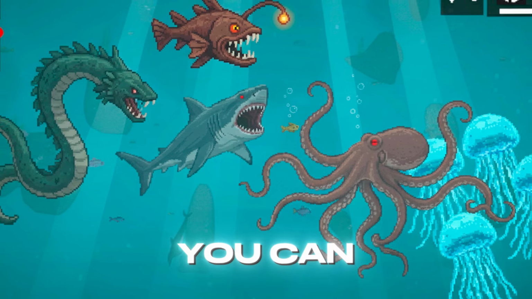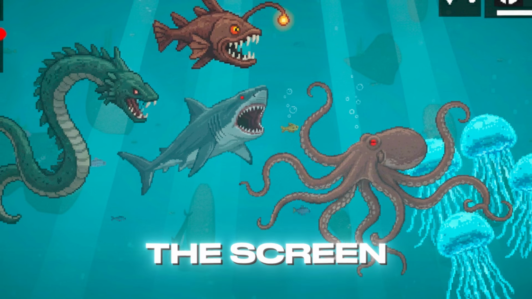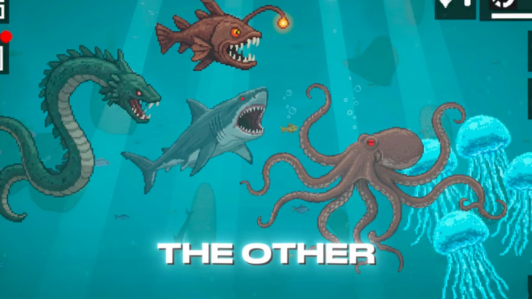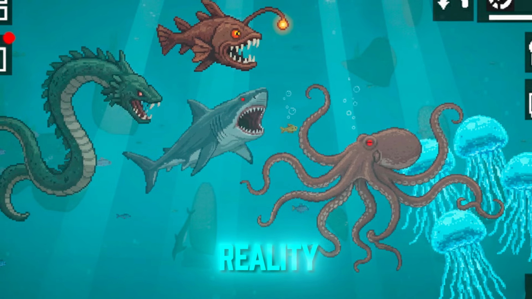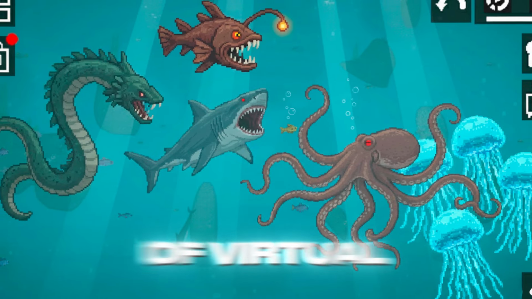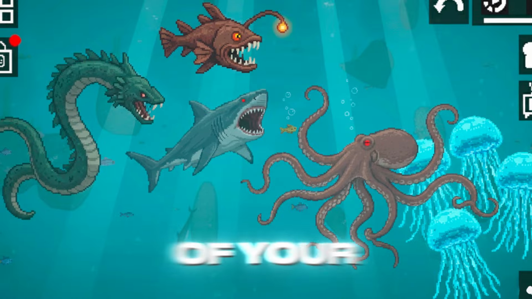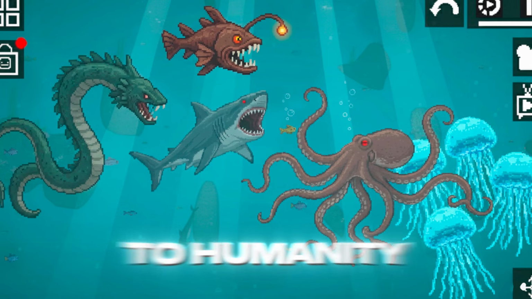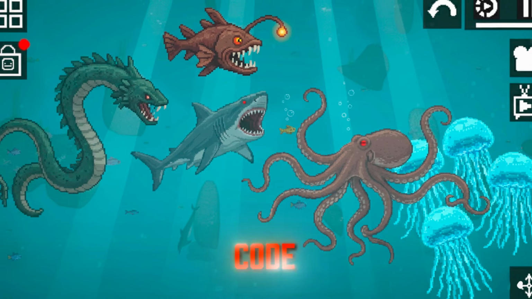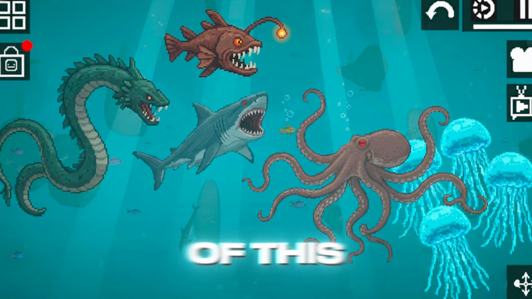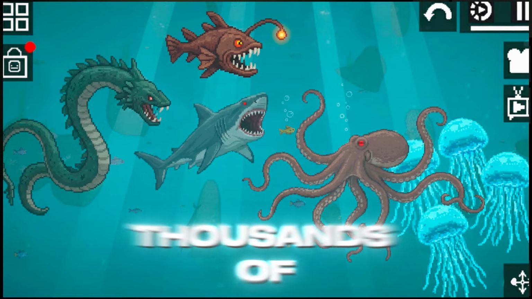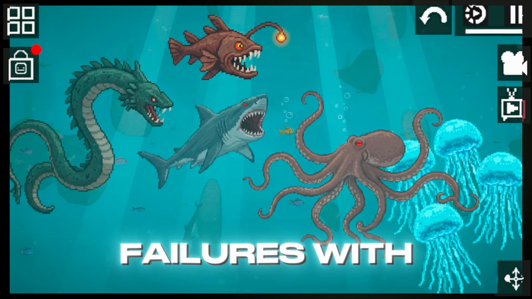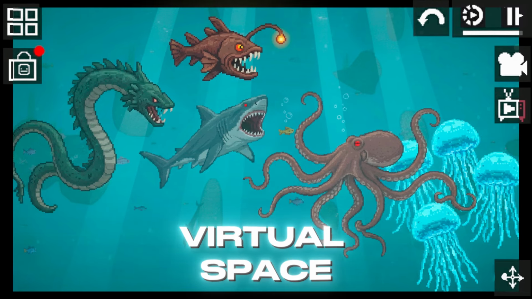Enjoy the view while you can, because in the next second the screen may go dark, and you will be left alone with the question, who is really on the other side of the monitor, and isn't your reality just as controlled as this patch of virtual water? Take care of your melons, because in this ocean, they are the only thing that connects you to humanity in a world of cold and calculating code. Remember that every pixel of this abyss is steeped in the history of thousands of falls, and the monsters here are just chroniclers, recording your failures with their fangs on the fabric of virtual space.